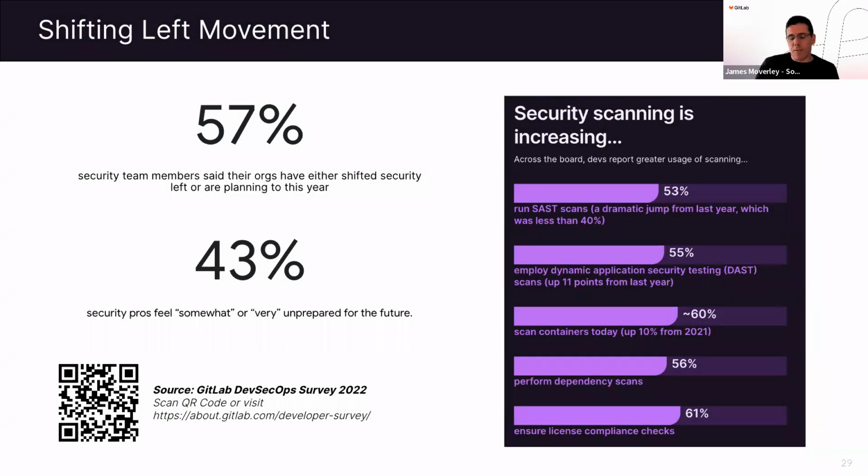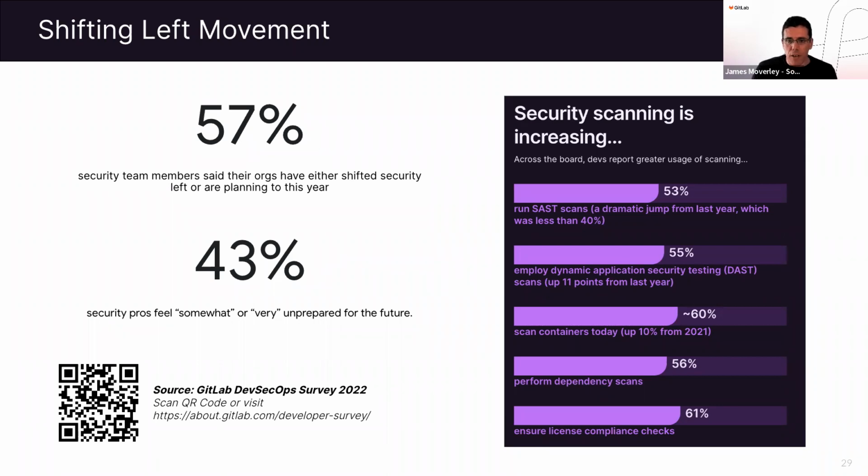This has been heavily driven by the likes of the Log4j and SolarWinds events. Security is becoming more of a risk. Your team is not likely to be as ready as it thinks it is. From the GitLab DevSecOps survey in 2022, we see that 57% of the team members have already shifted left with security or were planning to. And actually 43% of security professionals indicate they feel very unprepared for the future.